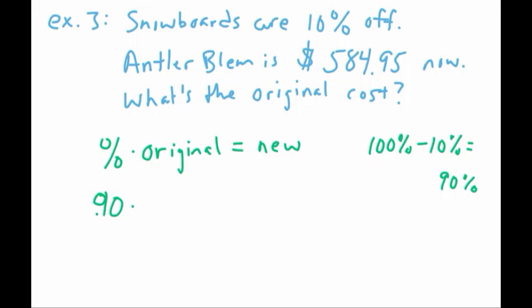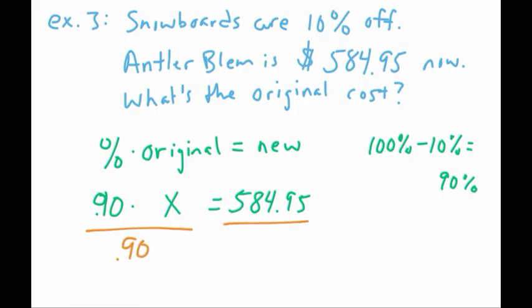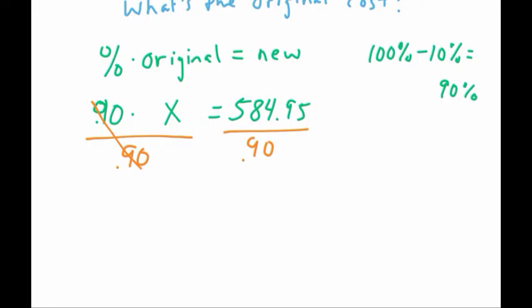And the original, well, that's what we're trying to find, so that's the X. And that gives us the new cost right now of $584.95. And if we're solving for X, well, you look at what was done to X. X was multiplied by 0.9 to give me this new number. So we need to do the inverse of multiplication to undo it. So that means we divide both sides by 0.9.